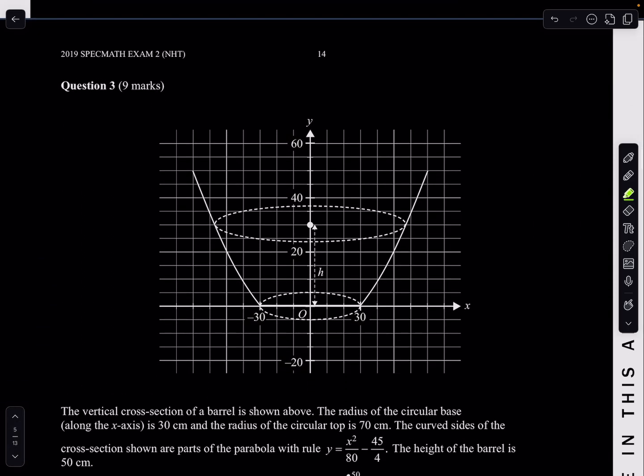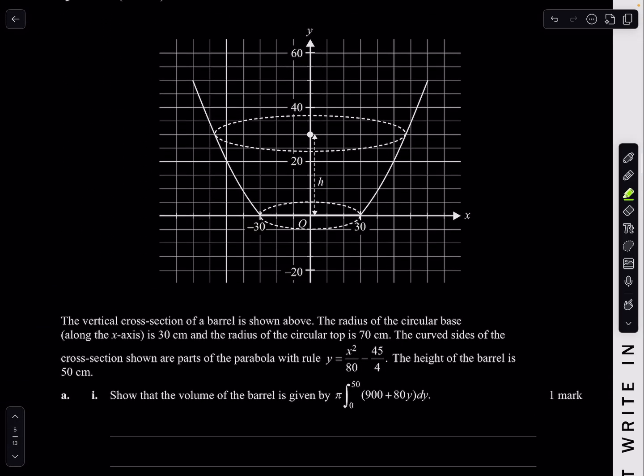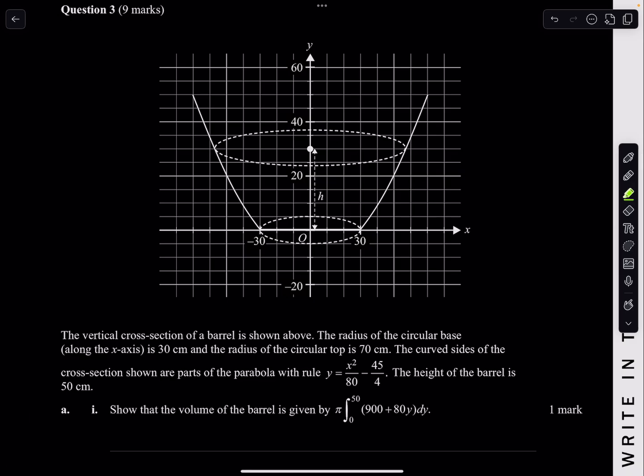Next question. Question 3. All right, so a vertical cross-section of a barrel is shown above. The radius of the circular base along the x-axis is 30 centimeters. So basically, let me use a different color. This part from here to here is 30 centimeters. And the radius of the circular top is 70 centimeters, which is this part from here to here. Is that 70? Let me count: 1, 2, 3, 4, 5, 6, 7. Yes, it is 70 centimeters.